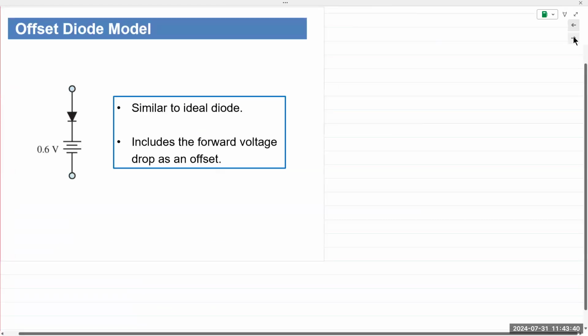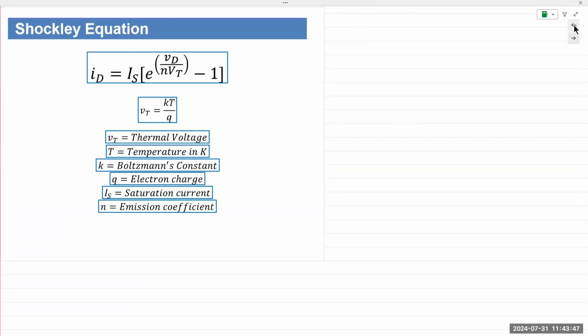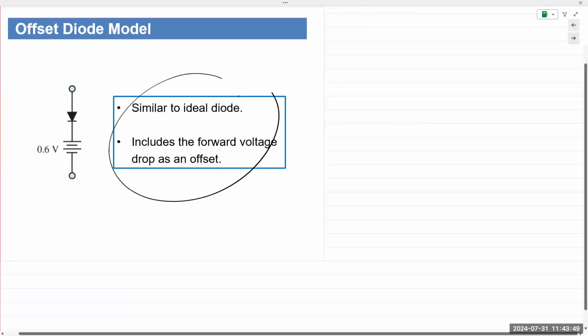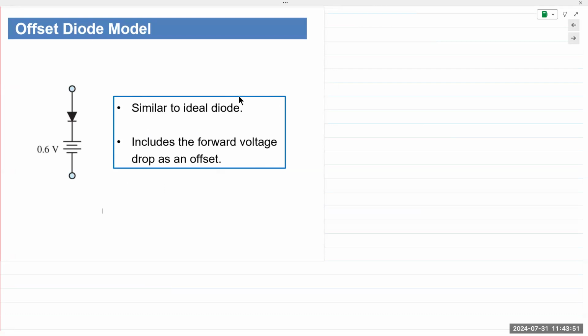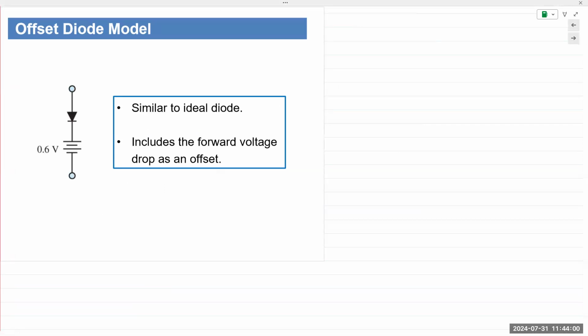Then we get to another different kind of model, which is the offset diode model. And I just want to quickly point it out because this is more realistic compared to the ideal diode model. Ideal diode model, we do not include the voltage that is required to turn on the diode. Remember, the whole point of analyzing using these different kinds of models is so that you can analyze a circuit like in real life, right? But in real life, you don't have ideal diodes.